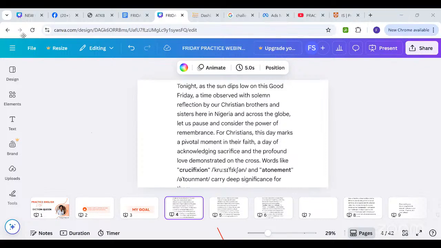Reflection by our Christian brothers and sisters here in Nigeria and across the globe.